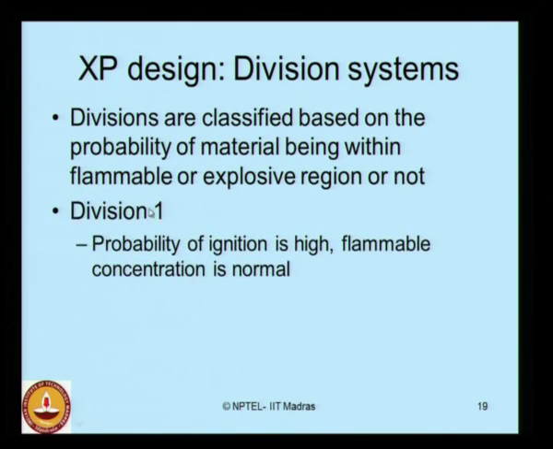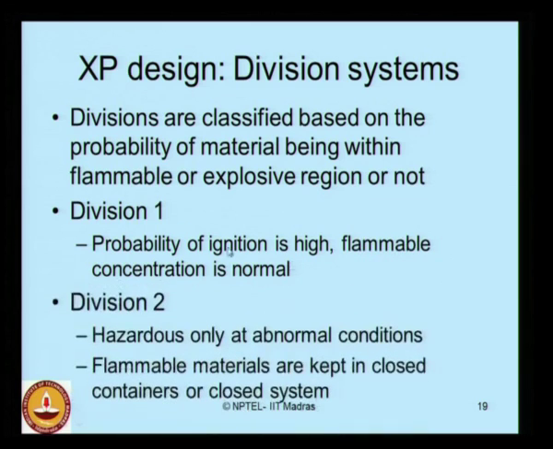Division 1 says the probability of ignition is very high, but the flammable concentration is normal. Division 2 design says the situation is only hazardous at abnormal conditions. Under normal operating temperature and pressure, the condition is under control. Only at abnormal conditions does the situation become hazardous. But flammable materials are kept in a closed container or in a closed system.